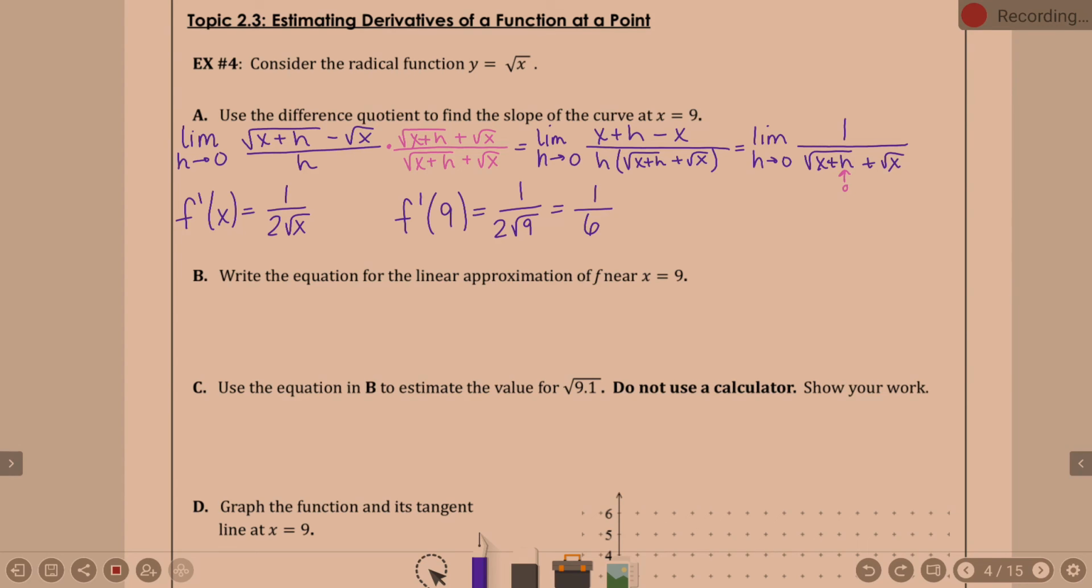So what is that? That is m, f prime of 9. It is m, and it equals 1/6, right? Yep. Okay.